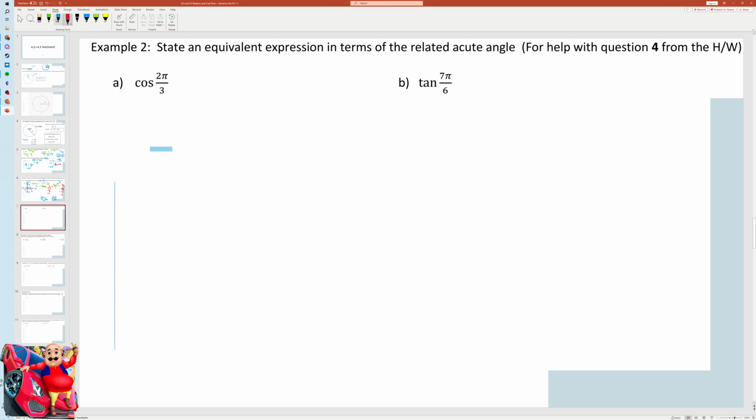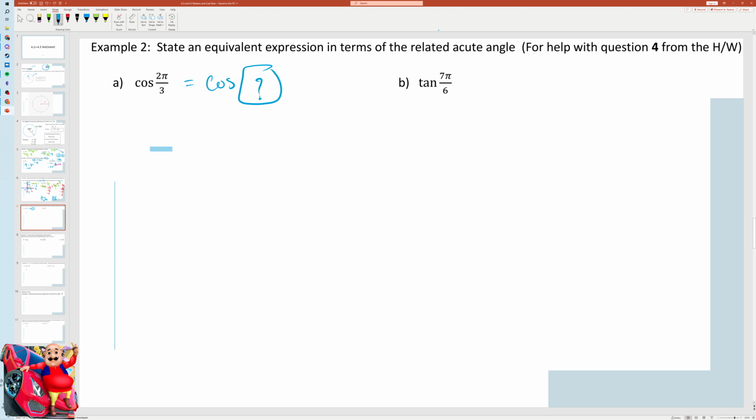Here we go. So we want to find another ratio that is equal to this, in terms of the related acute angle. So if we wanted to, we could actually calculate the value of this right now using CAST, just like we did earlier. However, that's not what the question is asking for, to find the value. It said to find a similar expression. Could we find another cosine of another angle that would produce the same result?